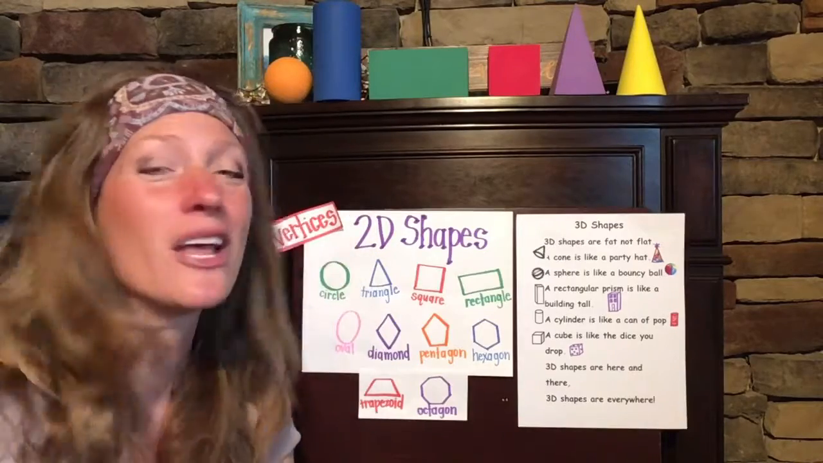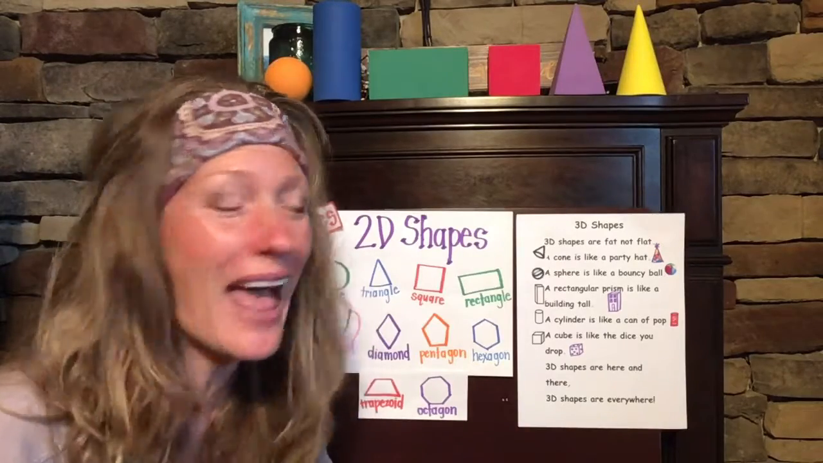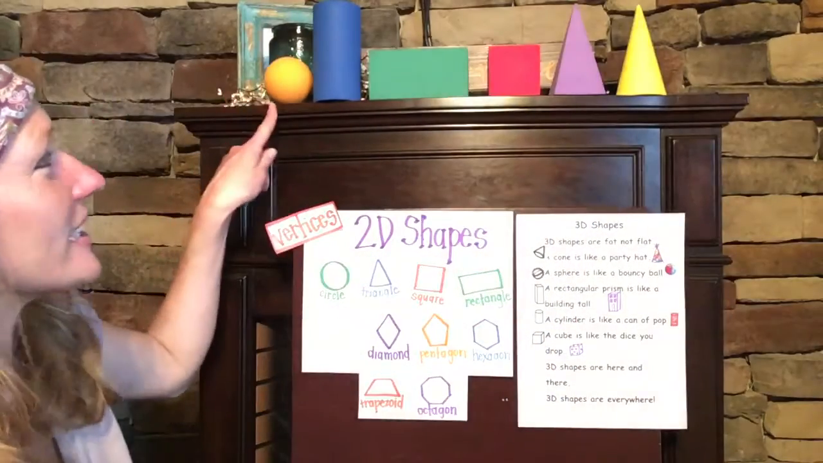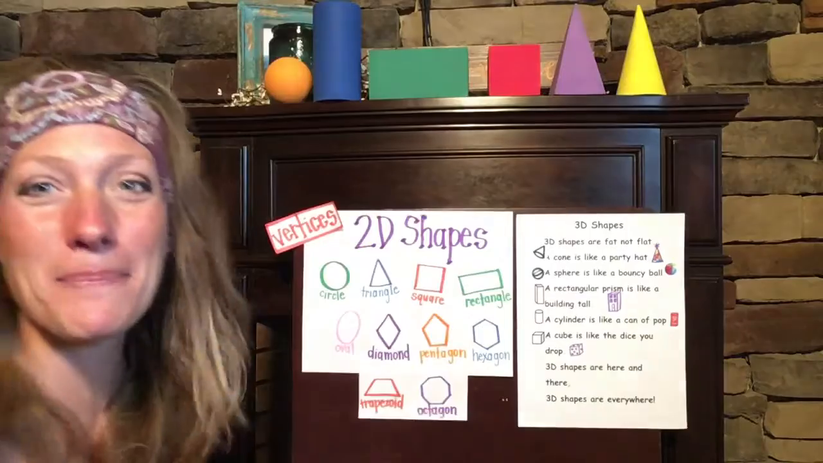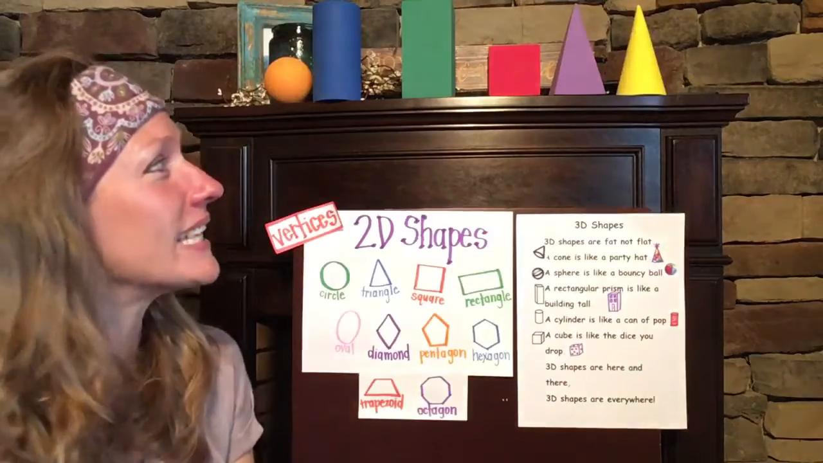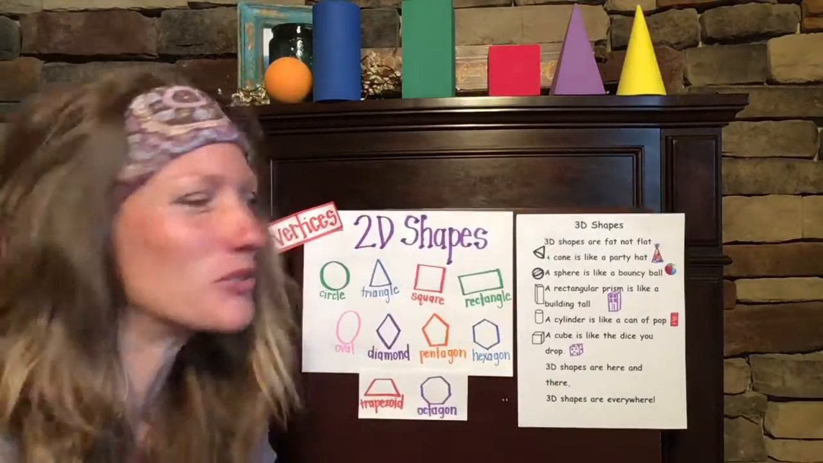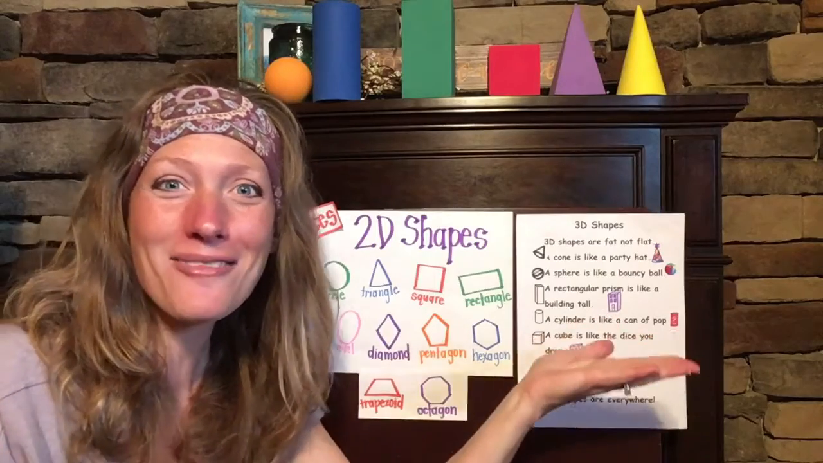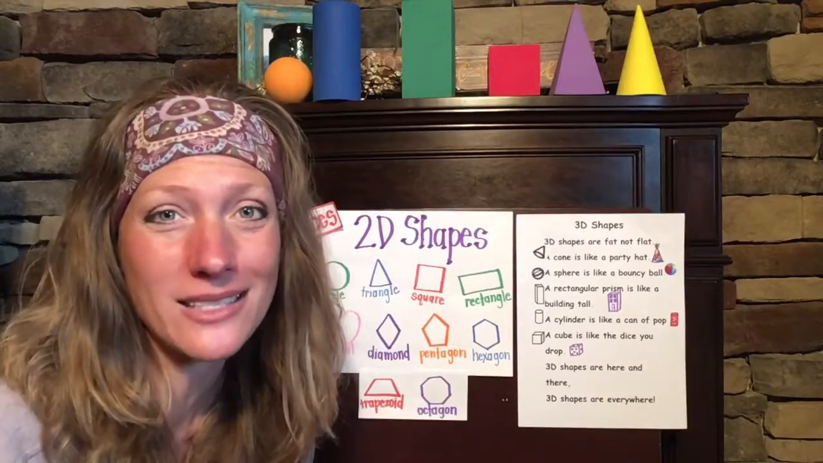It's called 3D Shapes. 3D shapes are fat, not flat. A cone is like a party hat. A sphere is like a bouncy ball. A rectangular prism is like a building tall. If we turn this, does it look like a tall building? It does. A cylinder is like a can of pop. A cube is like the dice you drop. 3D shapes are here and there. 3D shapes are everywhere. Good job.